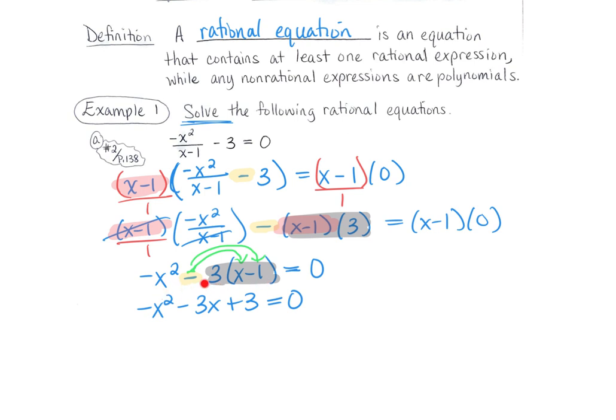Yes, we just moved this 3 to the other side because, in general, if you have A times B, that's the same thing as B times A, right? If you have 2 times 3, that's the same thing as 3 times 2. So all I'm saying is you have x minus 1 times 3 here, and that's the same thing as 3 times x minus 1.